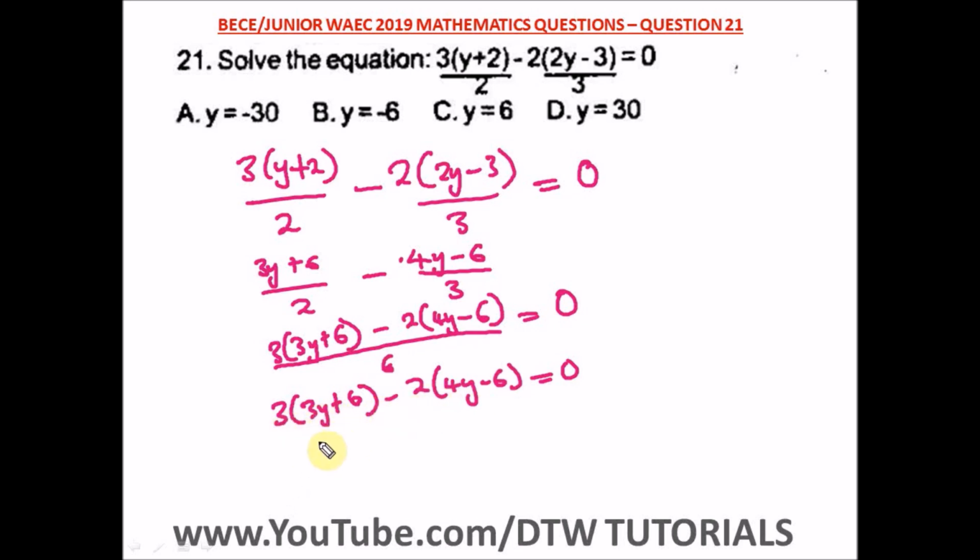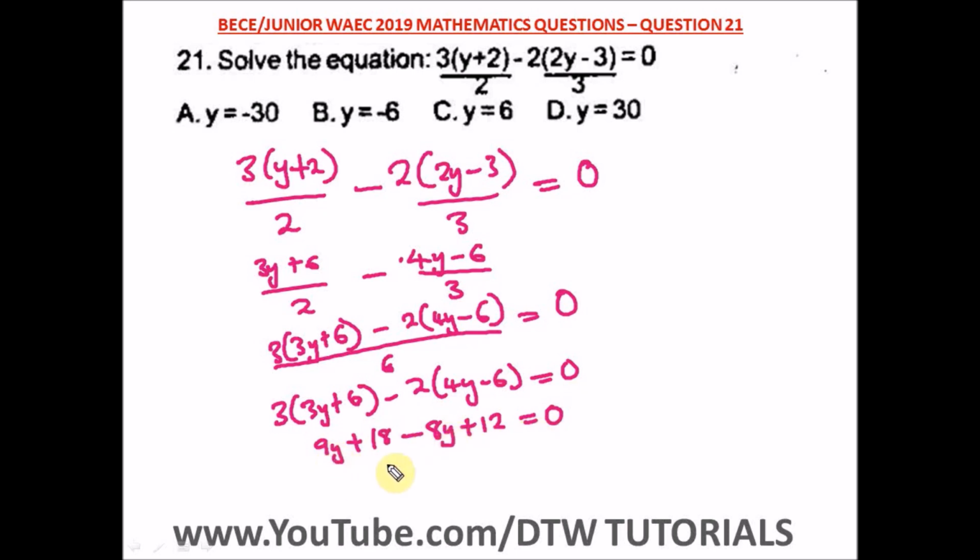Okay, so 3 times 3y will give us what? A 9y plus 3 times 6 is what? 18. Minus 2 times 4y will give us what? A minus 8y. Then a minus 2 times minus 6 will give us what? A positive 12, equal to what? 0.